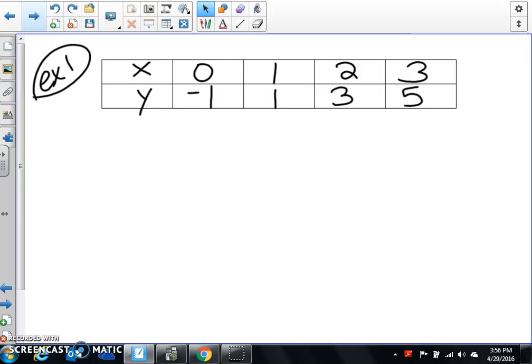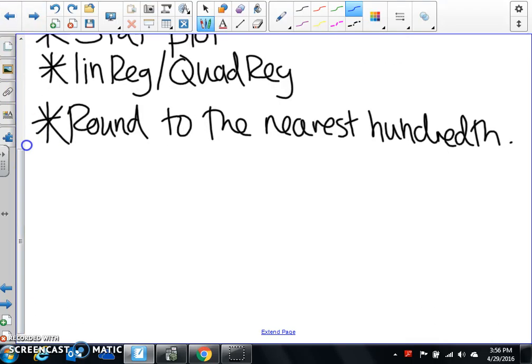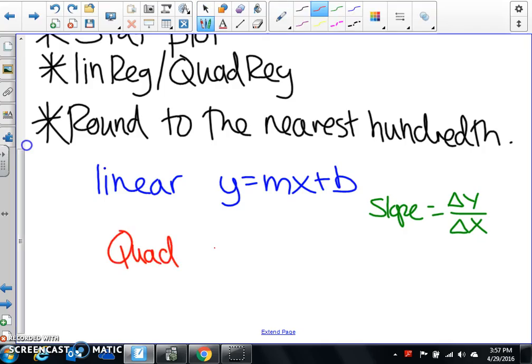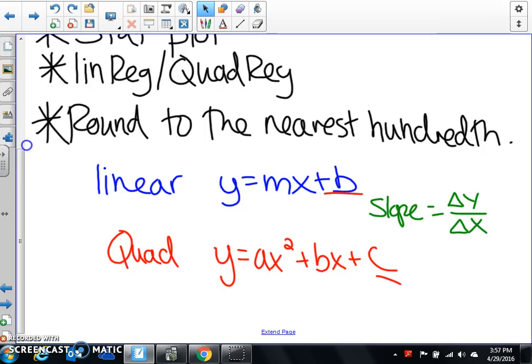I have this table. So remember, for linear, it's y equals mx plus b, where m is your slope and b is your y-intercept. Remember, the slope is the change in y over the change in x. They're pretty much just y over x. Okay? For quadratic, it's y equals ax squared plus bx plus c. C is still our y-intercept. But let's go ahead and look at the first one.